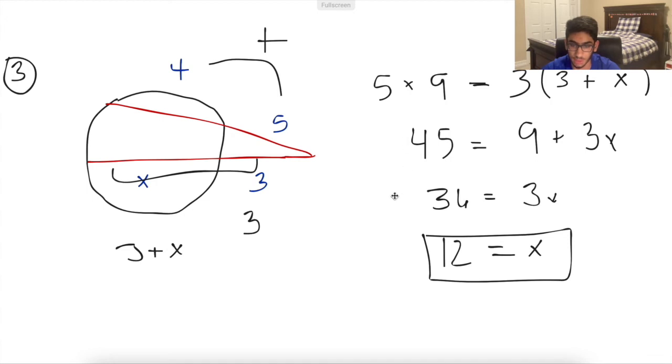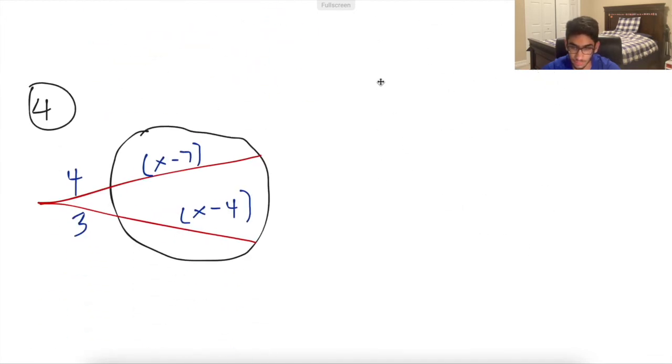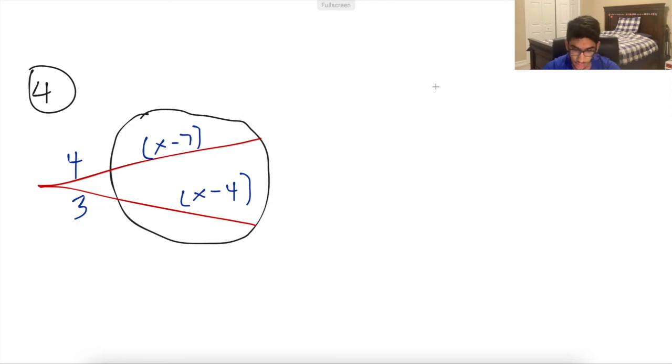Okay, so in the next problem, same scenario. We have outside times whole equals outside times whole. So we have 4 times, so like when I said expressions are going to make it a lot more complicated. So this would be 4 times 4 plus x minus 7. We have to figure out the whole of the line, and we don't know what x is right now, so we have to do this.